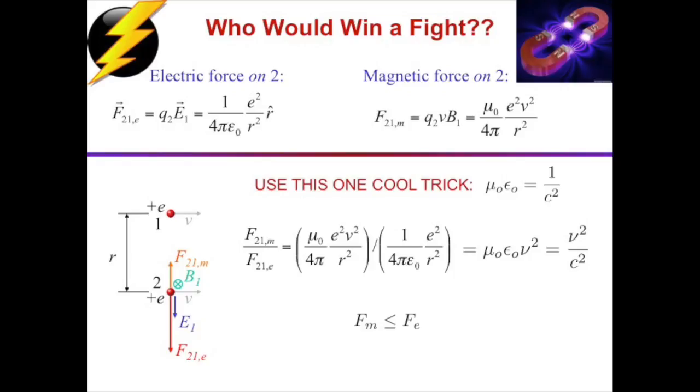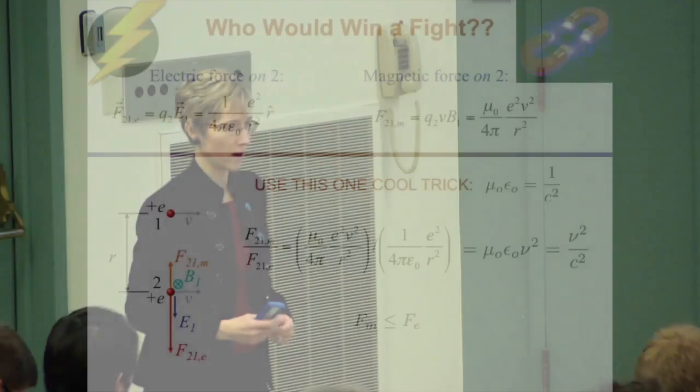There's the mu naught. This epsilon naught is a 1 over epsilon naught in the denominator, so it comes back up to the numerator, epsilon naught. And then there's the v squared. So altogether the ratio of forces is mu naught, epsilon naught, v squared. Okay? And then we use the one cool trick. The one cool trick is mu naught times epsilon naught is 1 over c squared.